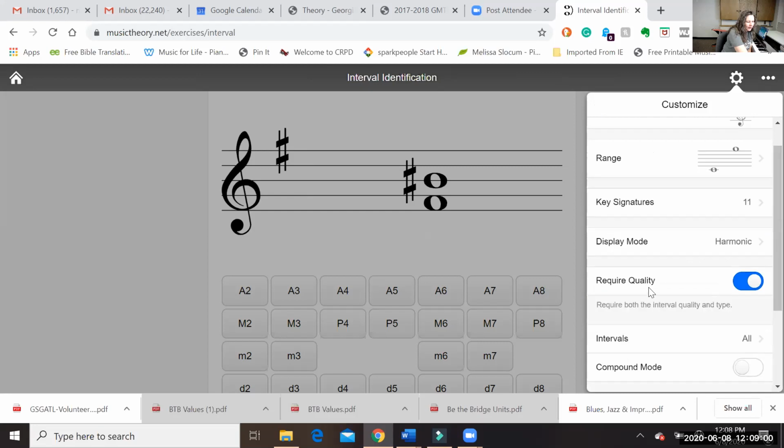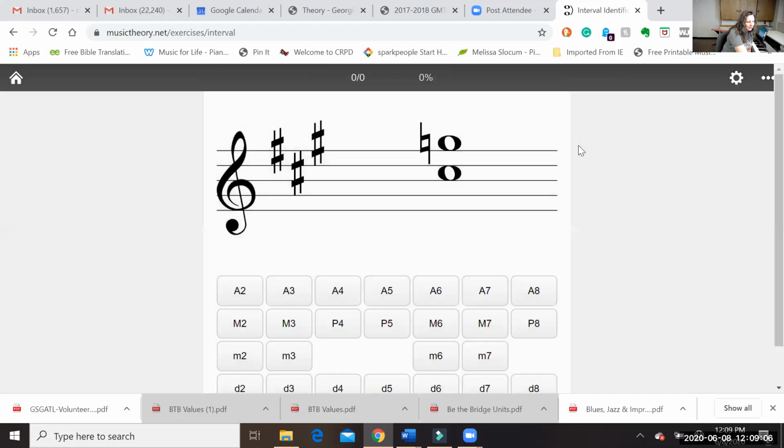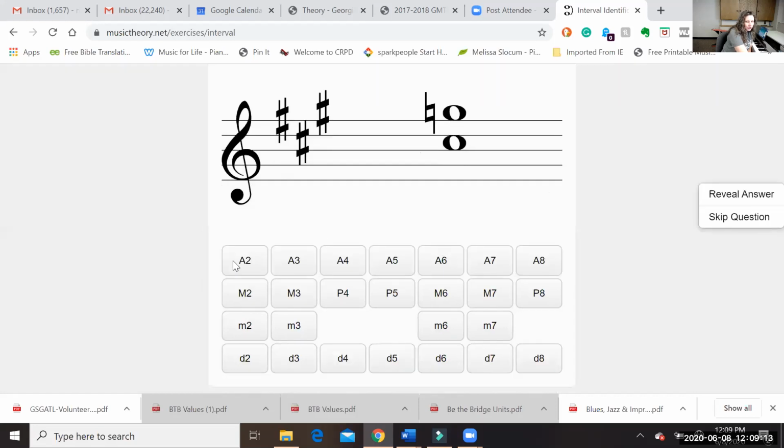I may not be able to do that. On the quality, we do want the quality, but we're not doing augmented and diminished. So that first one that came up was a diminished. We don't want that. So here on your choices on your screen, you're going to have A stands for augmented, capital M stands for major, P obviously perfect, small m minor, small d stands for diminished. If you have not learned augmented and diminished, just skip those and you can just have it reveal the answer for you if you want to.